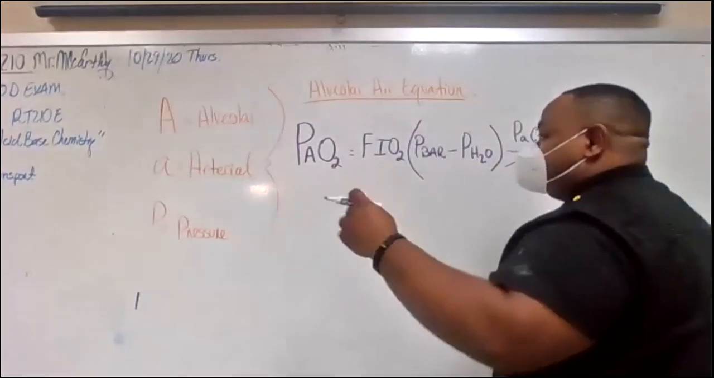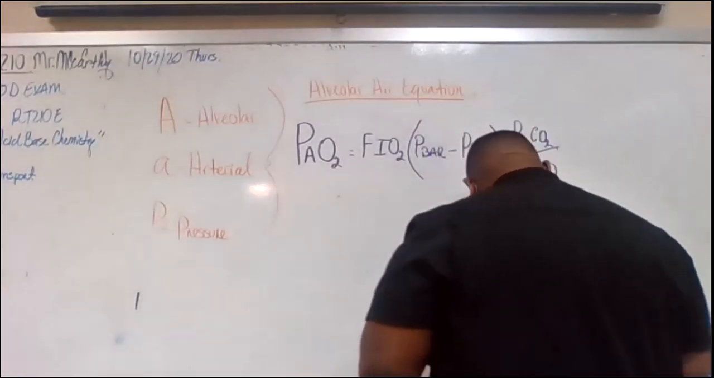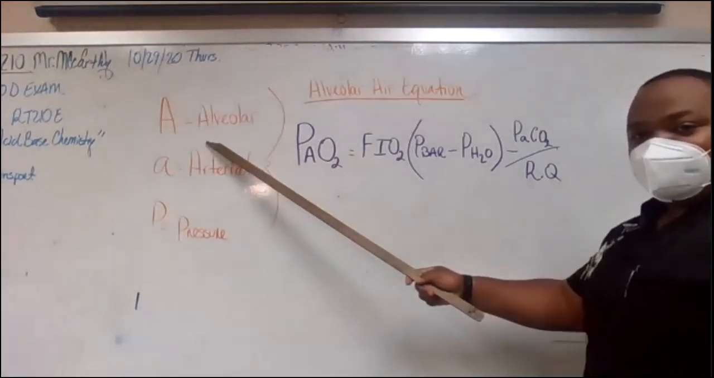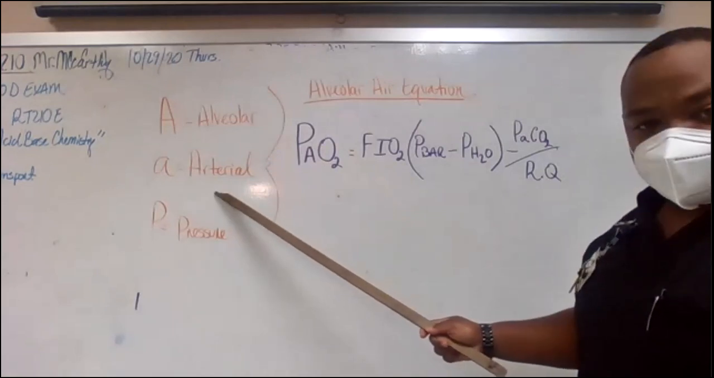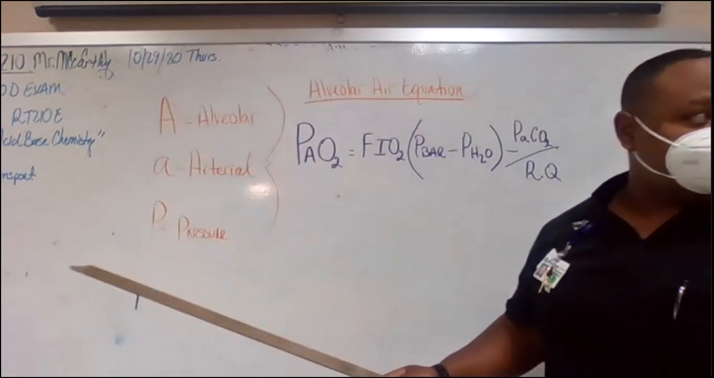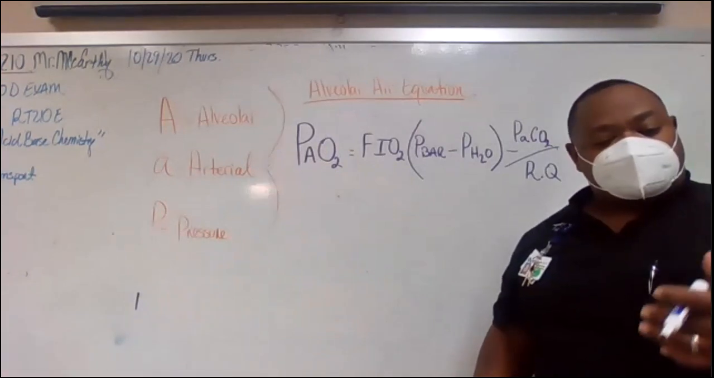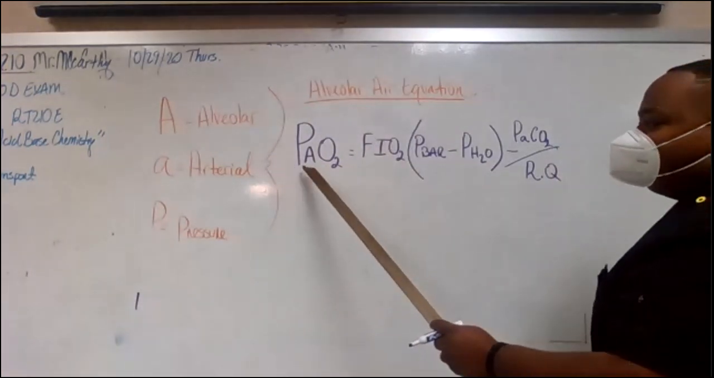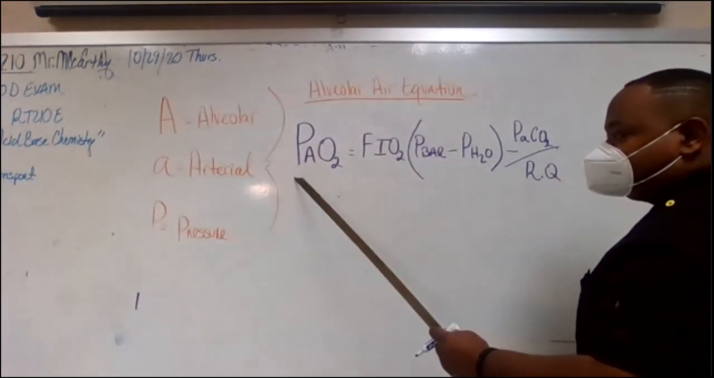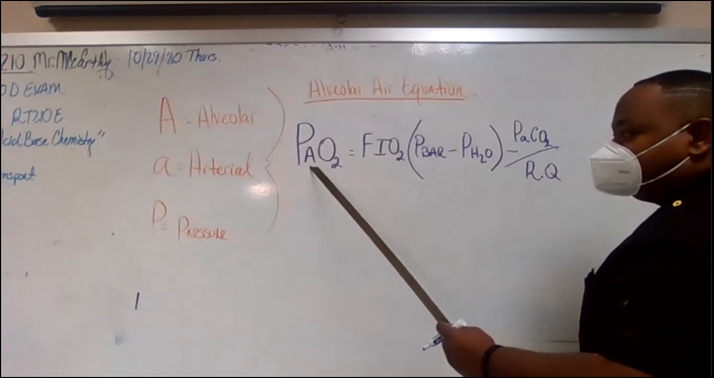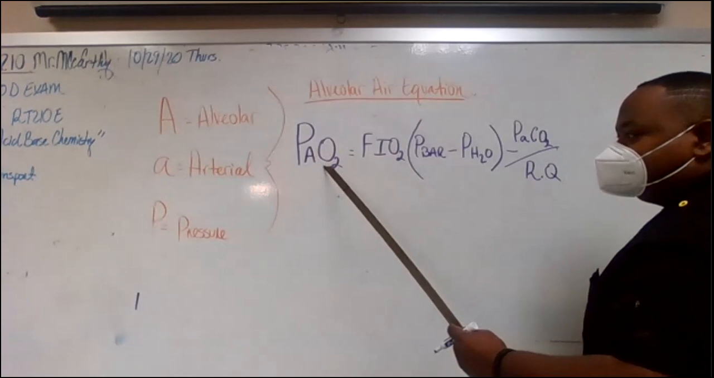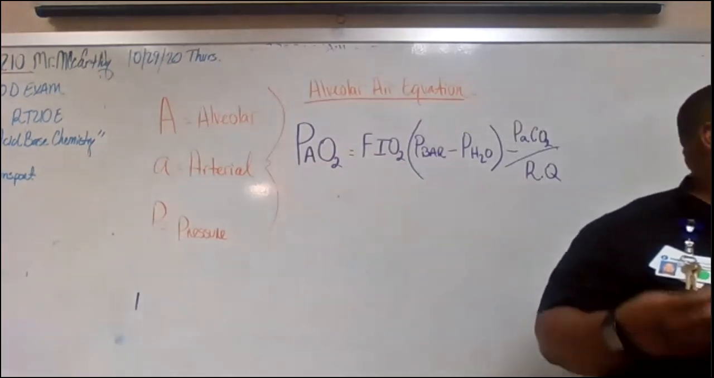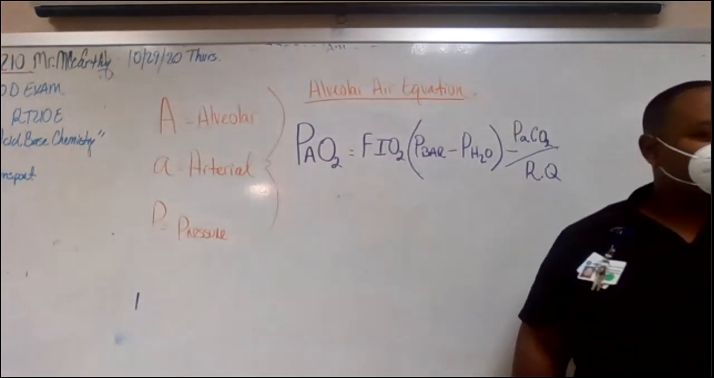So, review. Big A means alveolar. Little a means arterial. And P means pressure. Now, in our terms, pressure will be partial pressure. So, P big A O2 is the partial pressure of alveolar oxygen.